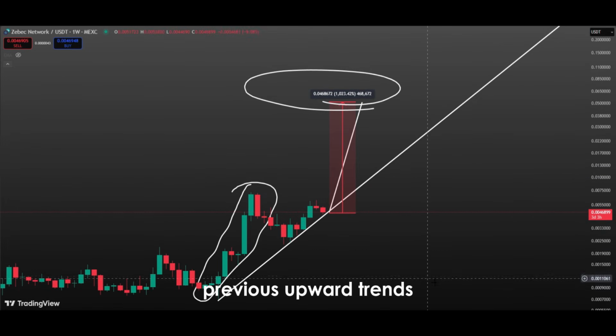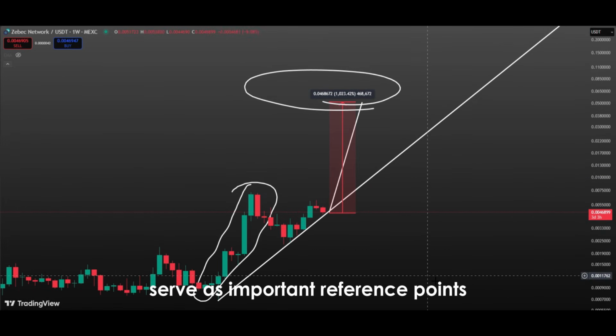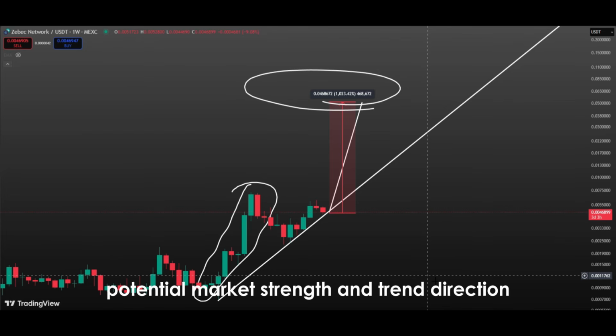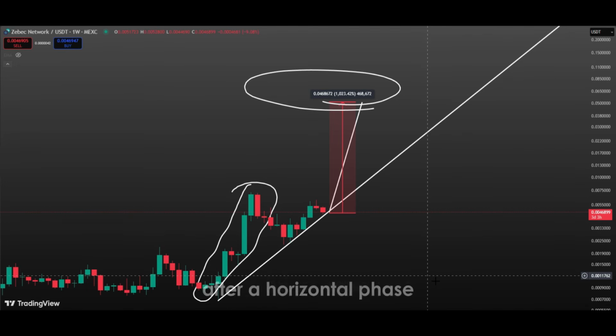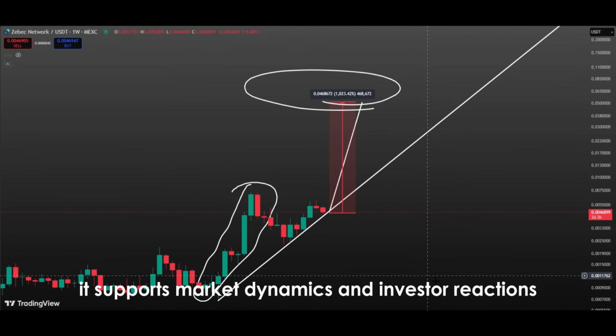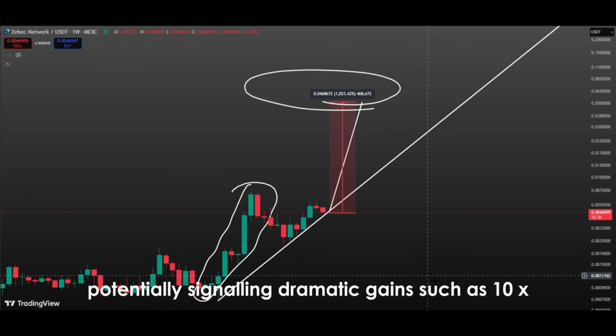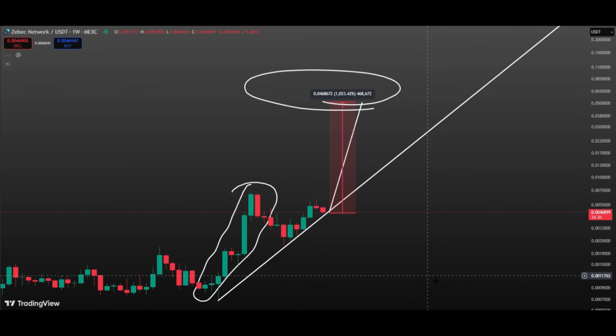Previous upward trends serve as important reference points, indicating potential market strength and trend direction. If the price repeats a similar upward movement after a horizontal phase, it supports market dynamics and investor reactions, potentially signaling dramatic gains such as 10x.